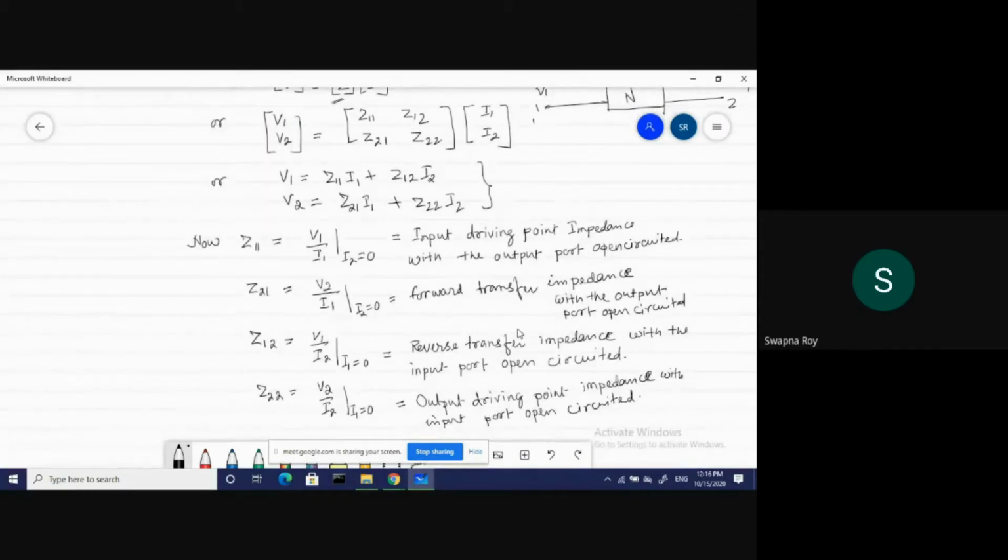Similarly, Z21 is equal to V2 by I1 when I2 is equal to 0. This is called the forward transfer impedance.